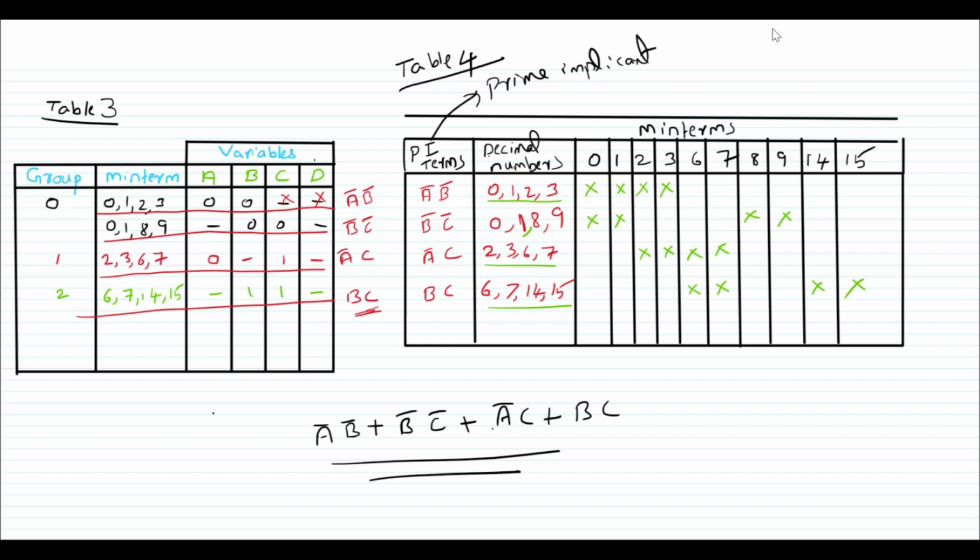Sometimes we can avoid some of these prime implicants. There are 4 terms. Sometimes we can avoid 1 or 2 terms. So for finding that, we are drawing the last table, table 4. So how to find that? We will check.